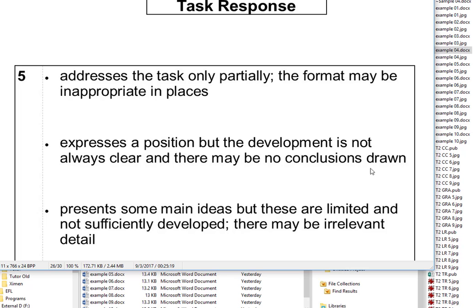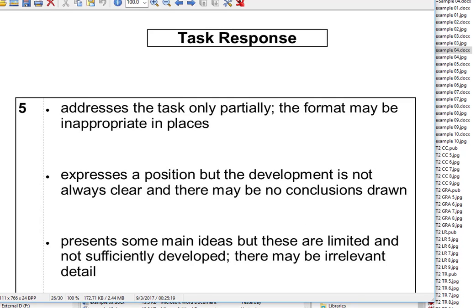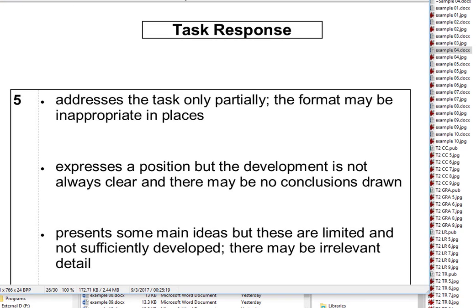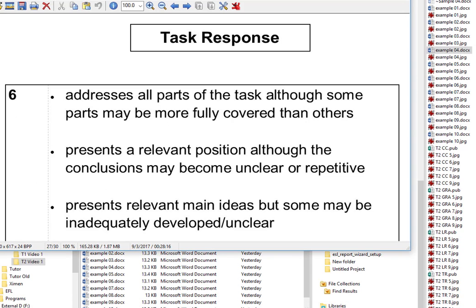Development is not always clear. There are many conclusions drawn. Well, there is a conclusion drawn, but is it in the right place? This is the task response, see, band 6 score.